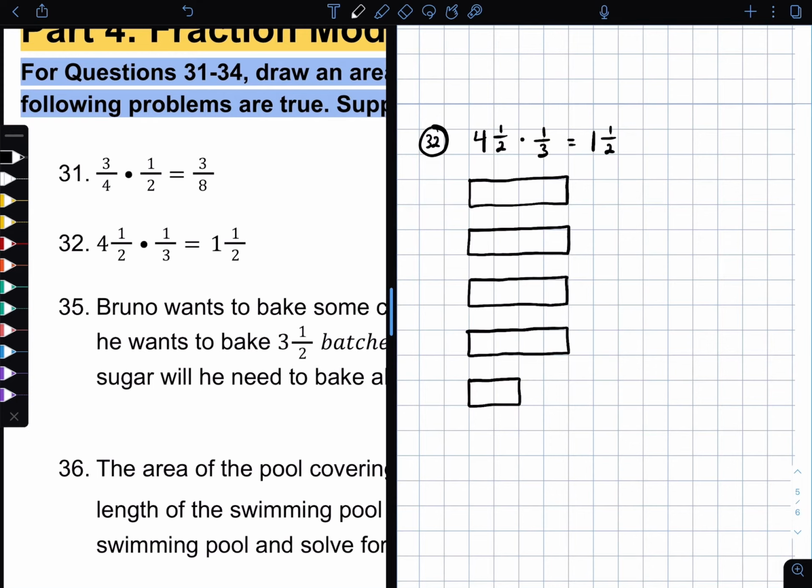So right now we can't really break them up the way they are, so let's maybe split them all into the same size pieces here. So we still have all the pieces we need.